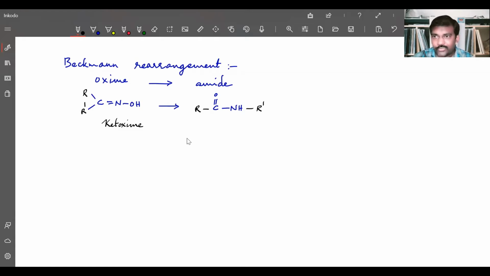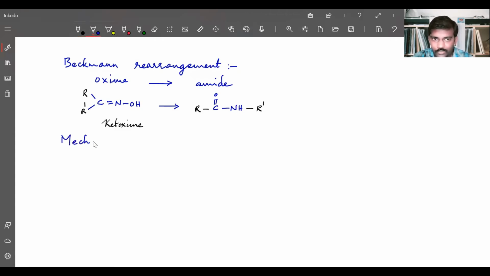And what are the conditions required? With which reagent will this reaction come? When the oxime is reacting with acids like concentrated sulfuric acid or concentrated HCl, or in gaseous state, we have to maintain some drastic conditions like higher temperatures. Then this reaction will come, the Beckmann rearrangement. So let us see how this rearrangement will happen and what is the mechanism of it.